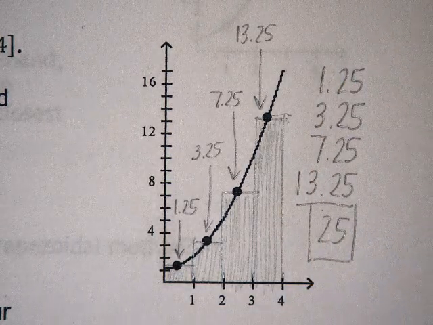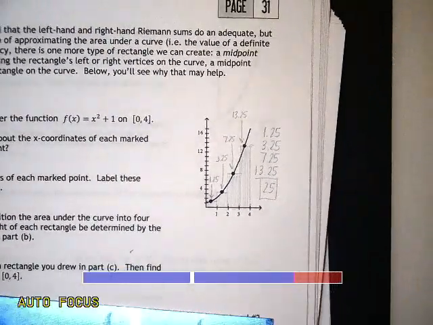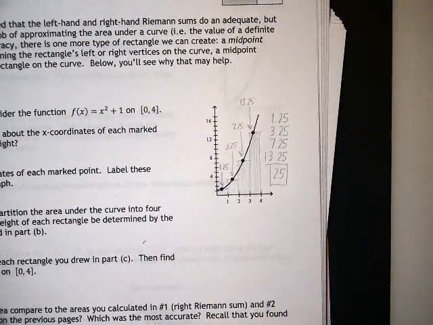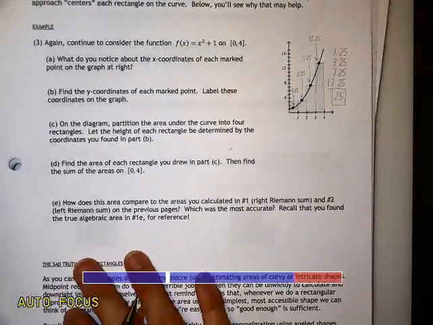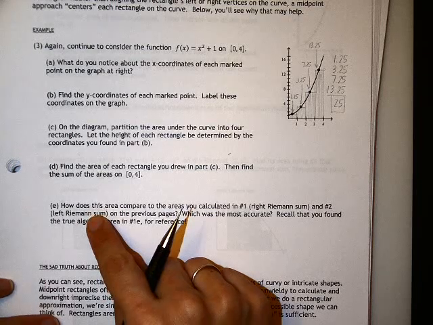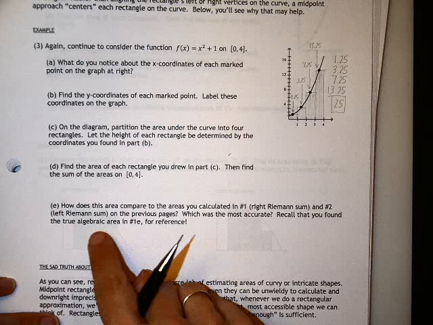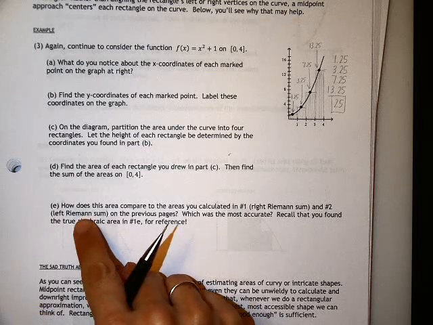Now, while that number in isolation doesn't necessarily mean a whole lot, the comparison here is what I think is most valuable. So letter E is asking us to compare: how does this area compare to the ones we calculated with a right Riemann sum and a left Riemann sum of varying degrees of closeness?